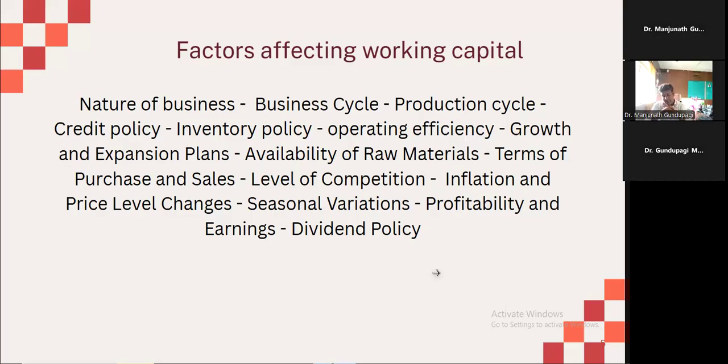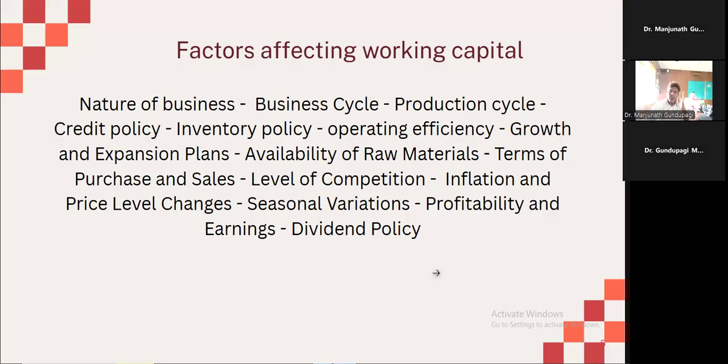Seasonal variations, because there are certain businesses which are seasonal in nature, like agriculture, ice cream, and so on. The demand leads to variation in the requirements of working capital also. Profitability and earnings. Highly profitable firms generate internal cash flows, reducing dependence on external working capital finance. So firms with lower profitability may need more external funding to meet the working capital requirements.